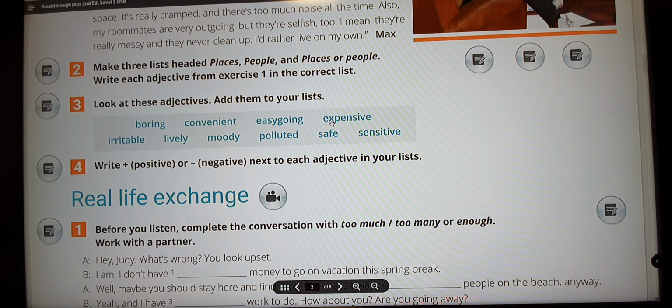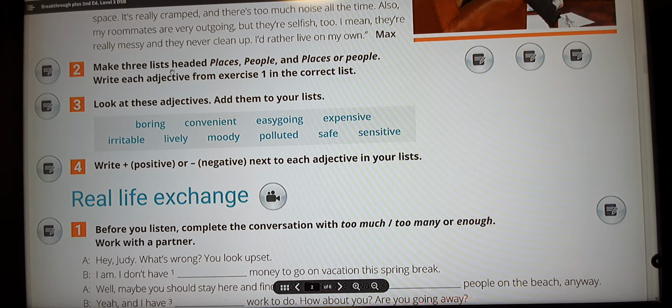Expensive, the opposite of expensive. Cheap. Expensive. Too much money. It costs too much money. Okay, so just a few examples.